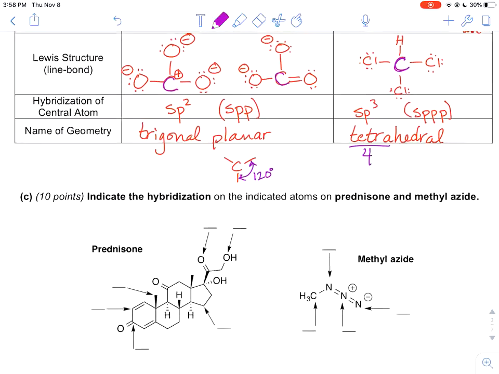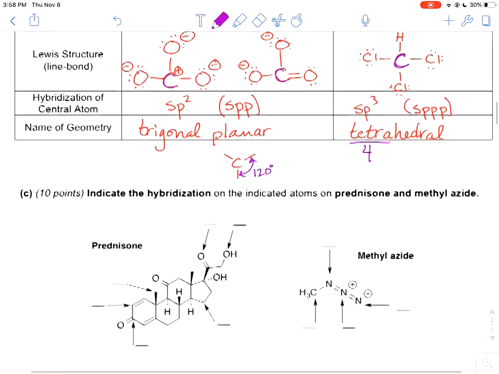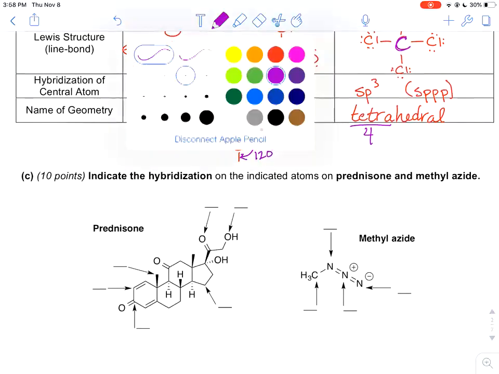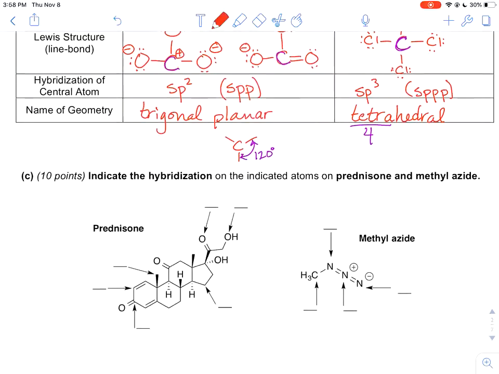Continuing on with hybridization, we have next prednisone, an anti-inflammatory, and methyl azide. So what we have here for hybridization-wise, first, I'm going to look for sp3 hybridized atoms. Once again, these have 4 electron groups. This carbon right here is actually a CH3 group, so it's involved in just single bonds and it has all 4 of them, that's your 4 electron groups, and that's sp3.